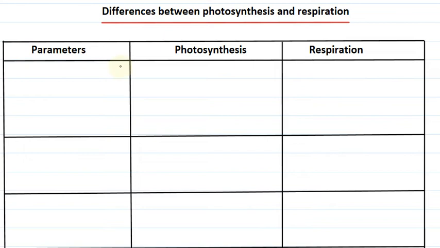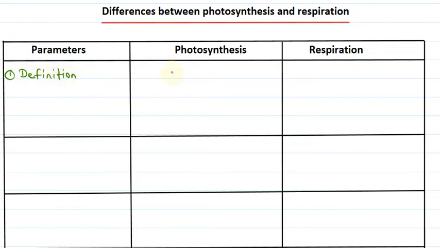The topic for today's video is differences between photosynthesis and respiration. So we had previously learnt about photosynthesis and now we know that photosynthesis is a process performed by all the autotrophic organisms for synthesis of their food. So today we will be learning about how photosynthesis is different from the process of respiration. The first parameter on which we will differentiate these two processes would be their definition.